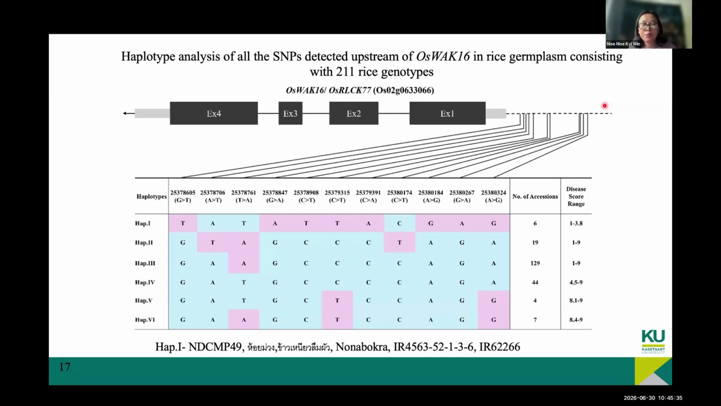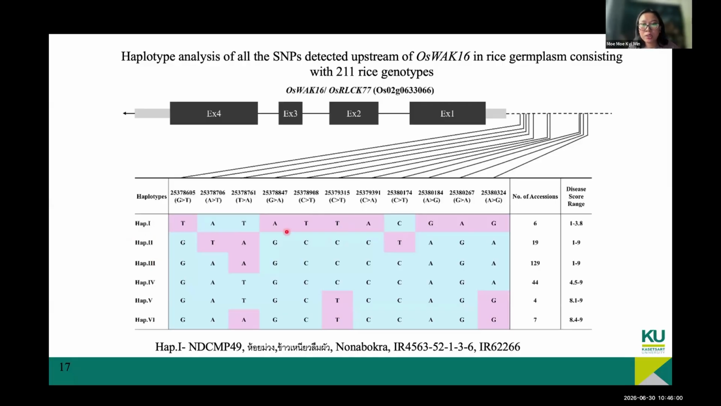Actually, we were able to identify 16 SNPs in WEX16, but for the haplotype analysis we used, I think, 12 SNPs, because the rest of the SNPs have synonymous nucleotide changes, so we didn't count them. From this analysis, we got 6 haplotypes or haplogroups.